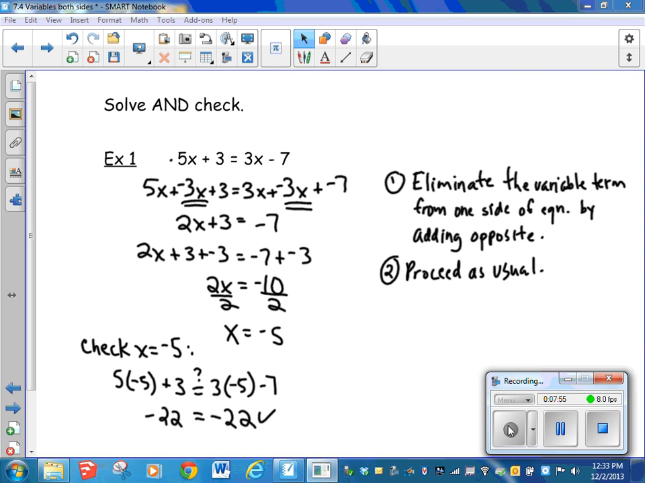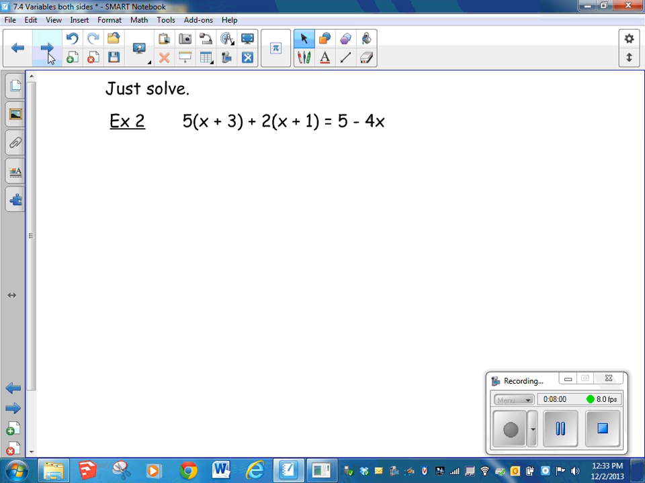The next problem on the next slide is a more detailed one. We'll work through this together, and then the third one I'll have you do with your partners. So let's get down this example 2. 5 times the sum of x and 3 plus 2 times the sum of x and 1 equals 5 minus 4x.